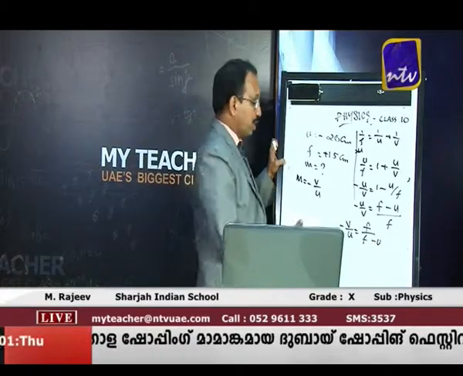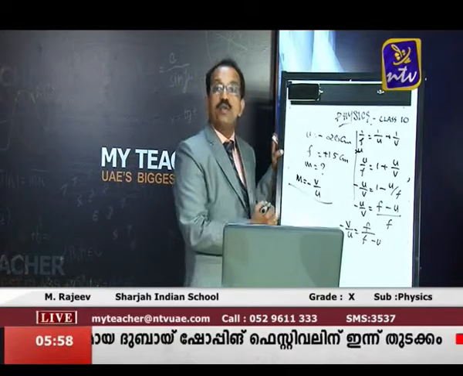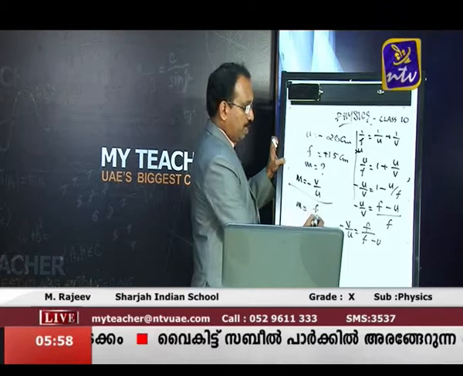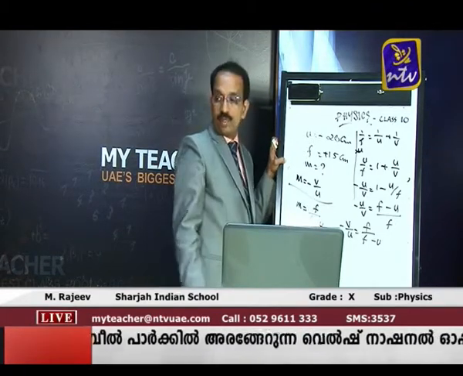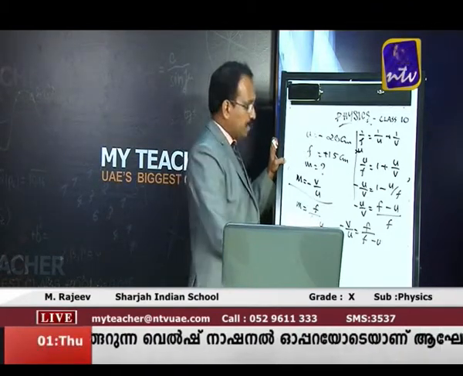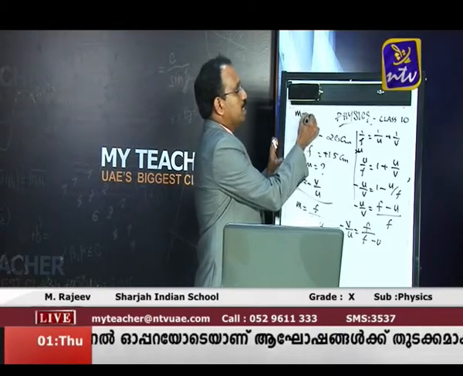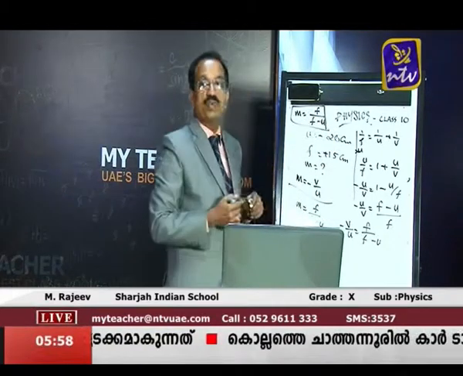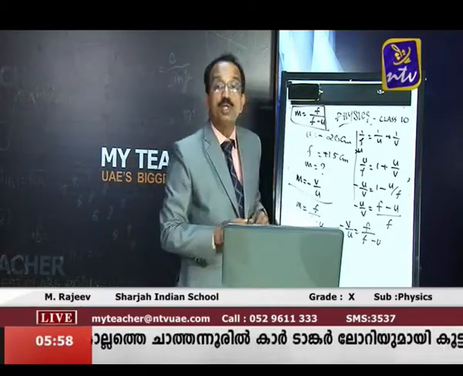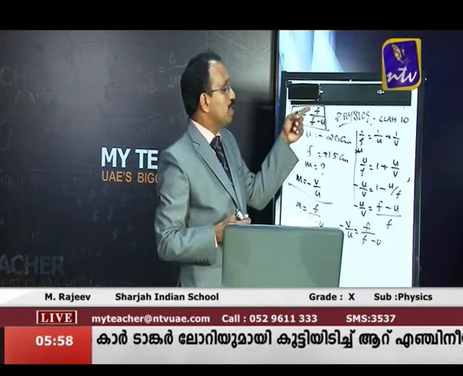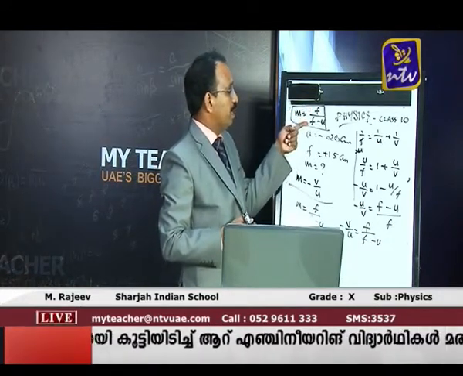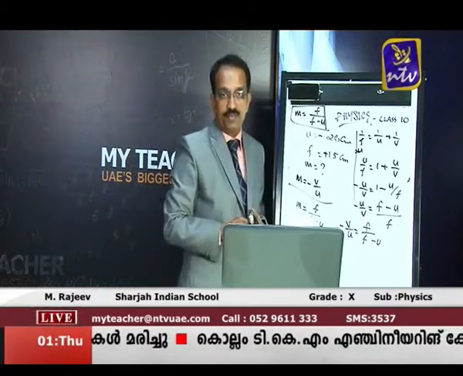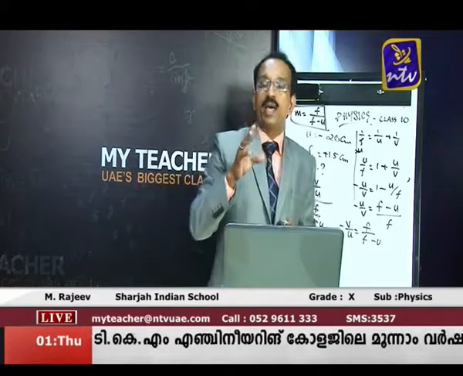Why have we taken minus V by U? Because minus V by U is the equation for magnification. So we write M is equal to F by (F minus U). This is the equation we are getting for magnification in terms of object distance. Now we just substitute the values: 15 divided by 15 minus 20. So 15 divided by 35. That much is the magnification.